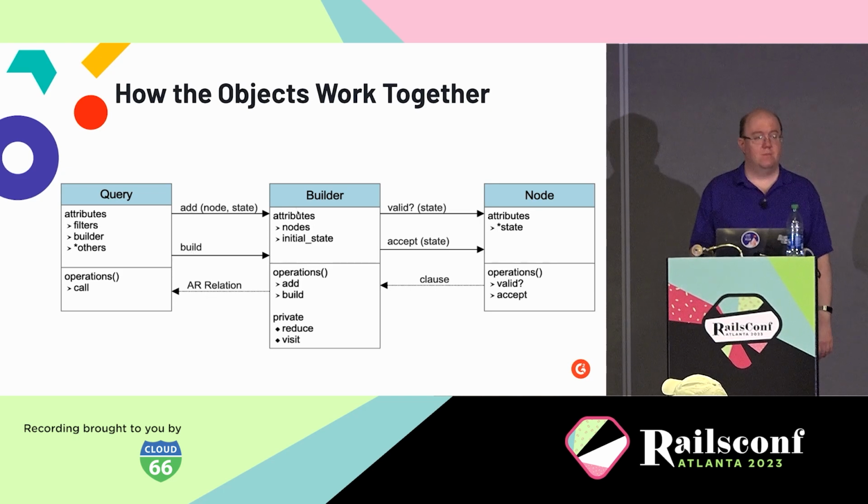Our builder itself keeps a state of nodes in an array and an initial state that it is given from the query class. When the builder is told to build, that's when it will loop over the nodes and visit each node. First, it's going to ask the node, hey, are you valid based on the state we passed in? The node knows if it should be added or not. If the node is valid, then the accept method will be called, and typically this will involve merging ActiveRecord clauses. The node will produce a clause, and ultimately the builder then will return an ActiveRecord relation to our query class.